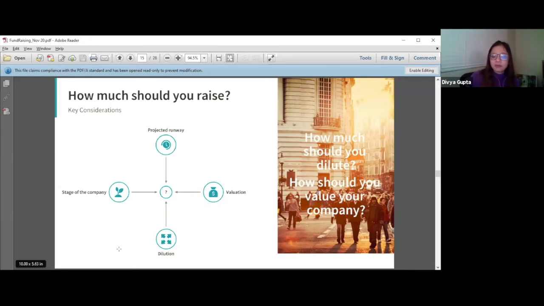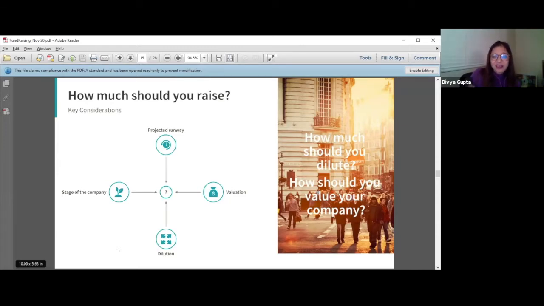And then you have enough time between two fundraisers. If you cover losses only for 1 year, then you'll have to be in market way too soon. If you cover losses for 3 years, I mean, that's still okay. Then stage of the company, it really depends. If you're really, really new, going and getting a $5 or $10 million check might not really make sense. So just think of where you are before you get that first check.